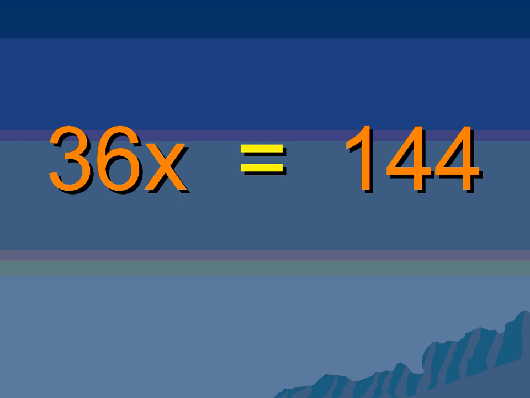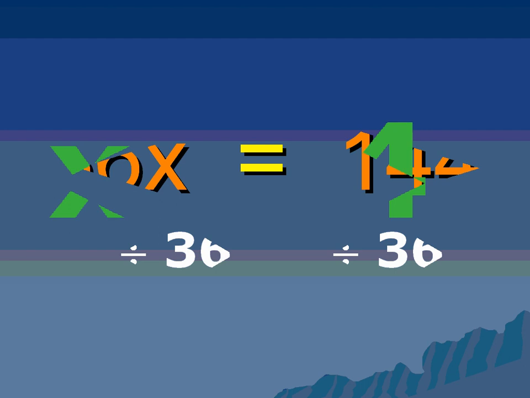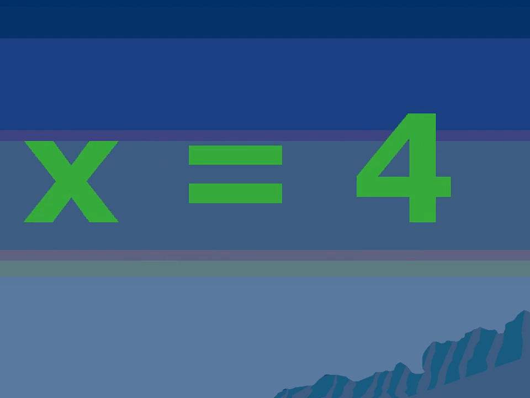Now, what we have is a basic one-step equation to solve. Piece of cake. Divide both sides by 36. 36x divided by 36 is 1x, or just x. And 144 divided by 36 is our answer, which is 4. And that is cross multiplication, and that is what you have to do.